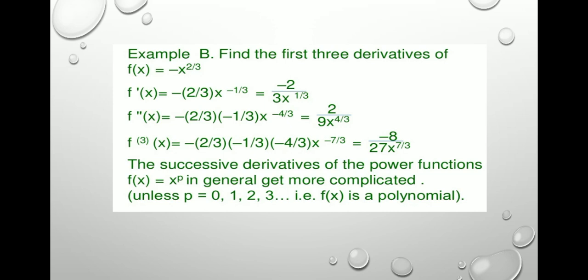The third derivative is equal to negative 2/3 times negative 1/3 times negative 4/3 x to the power of negative 7/3 is equal to negative 8 over 27x to the power of 7 over 3. The successive derivatives of the power function f of x is equal to x to the p in general get more complicated unless p is equal to 0, 1, 2, 3, etc. f of x is a polynomial.